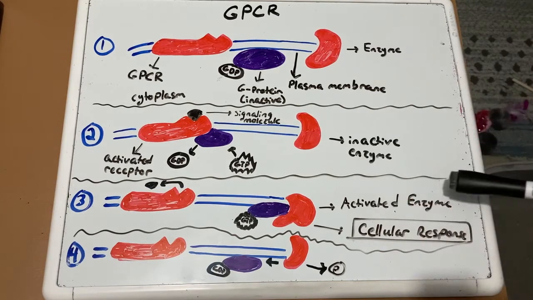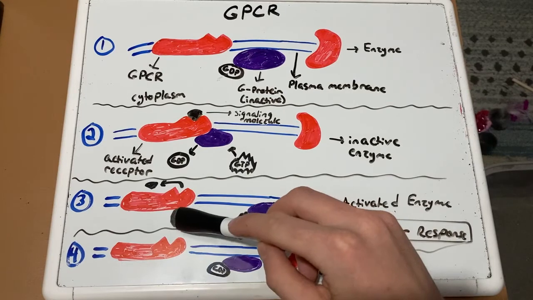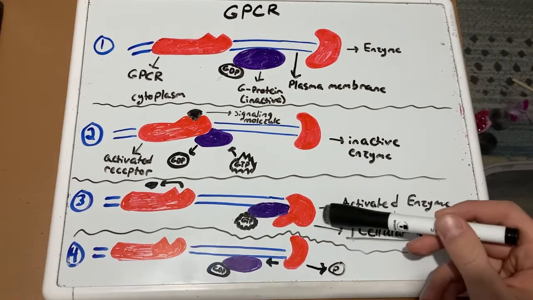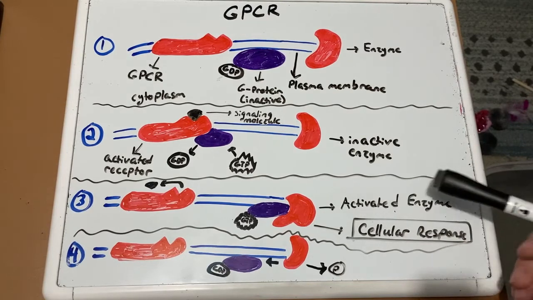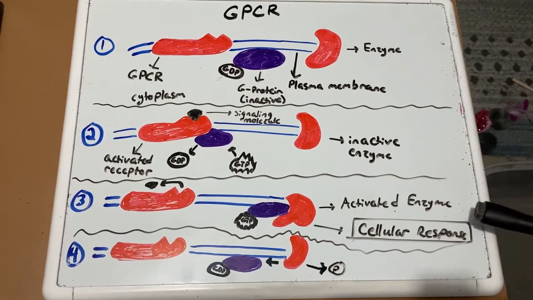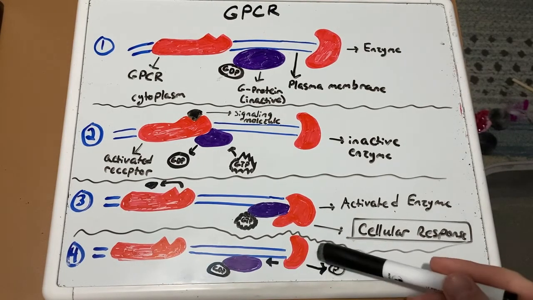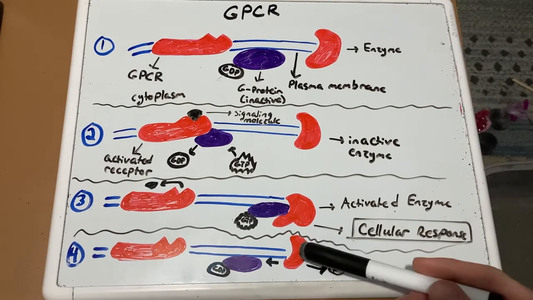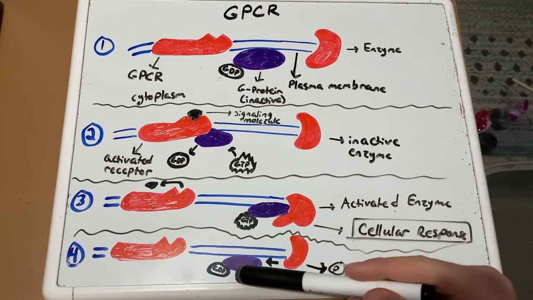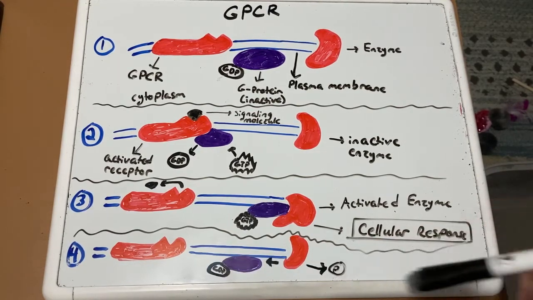And now we're going to jump to the next step. Once that occurs and the G protein binds to it, it's going to go along the membrane and basically hit into this enzyme. It's going to activate it, and that's going to cause it to change shape, which causes a cellular response. And then finally, the G protein is going to dissociate from the enzyme. The enzyme goes back to its original shape. The GTP is hydrolyzed to GDP, and the extra phosphate is going to leave.